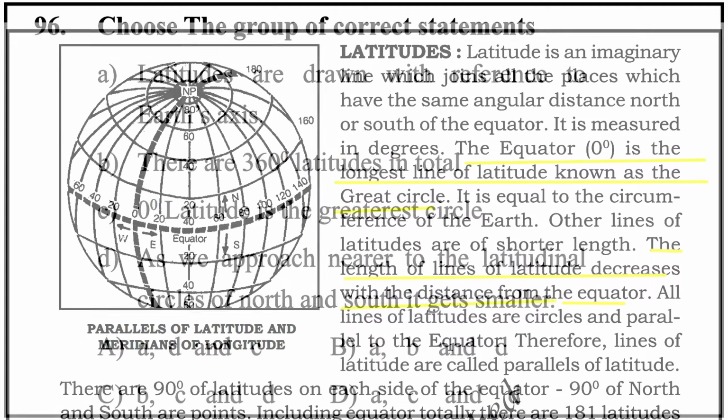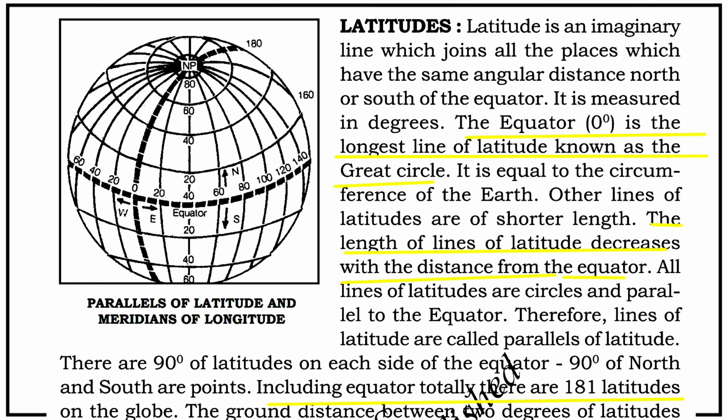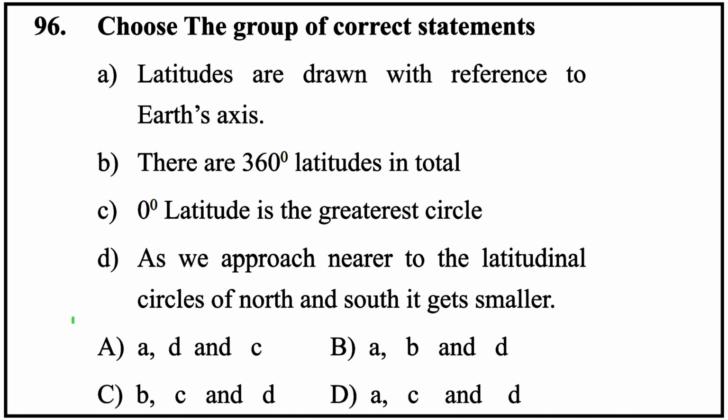Let's get the answer. The equator, 0°, is the longest line of latitude, known as the Great Circle. The length of lines of latitude decreases with the distance from the equator. Including the equator, there are 181 latitudes on the globe. Here, option A is right, A, D and C.